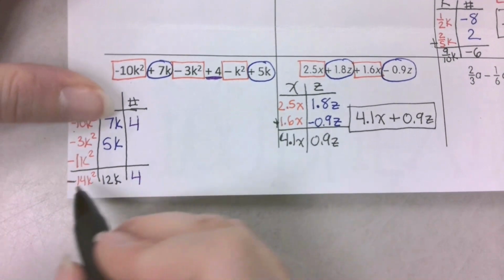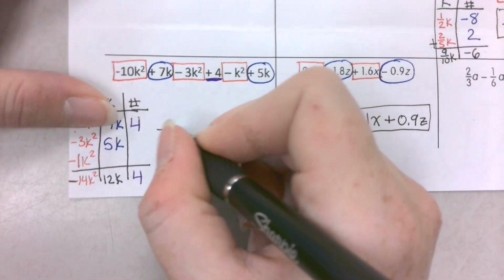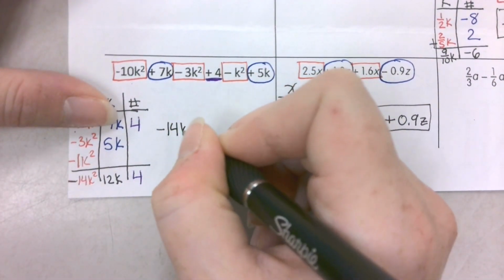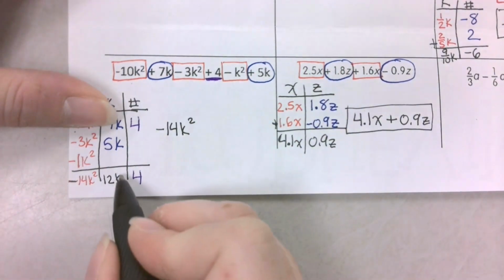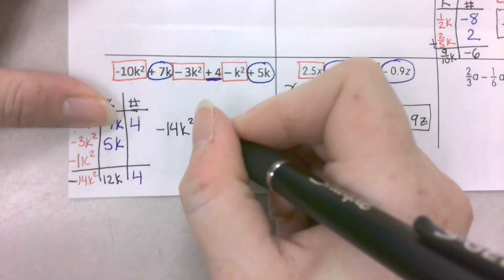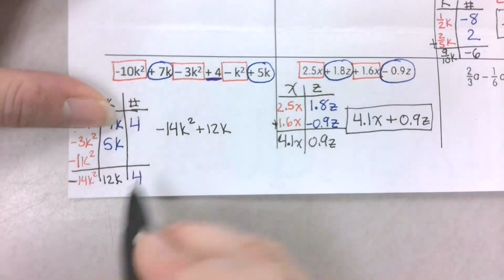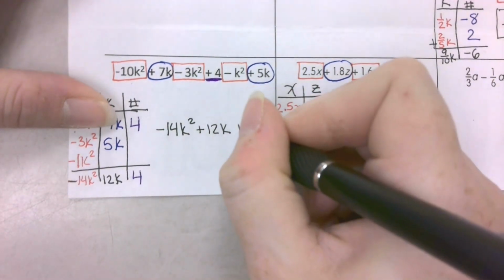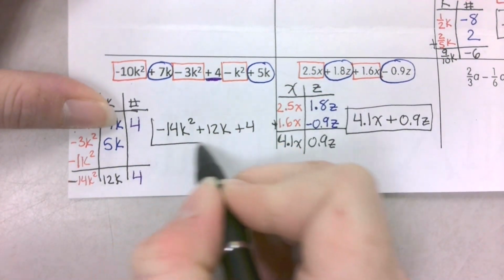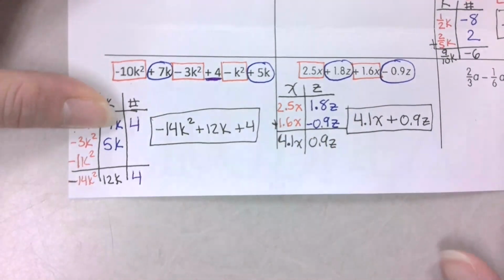Now let's write our answer outside of our t-chart. We have negative 14k squared. Positive 12k makes it a plus 12k. Positive 4 makes it a plus 4. And that is your simplified expression.